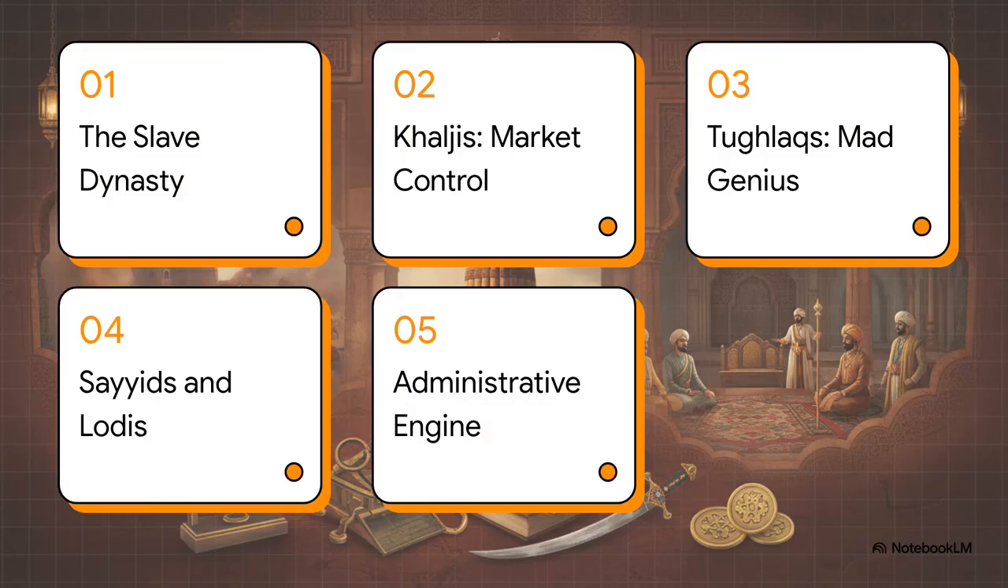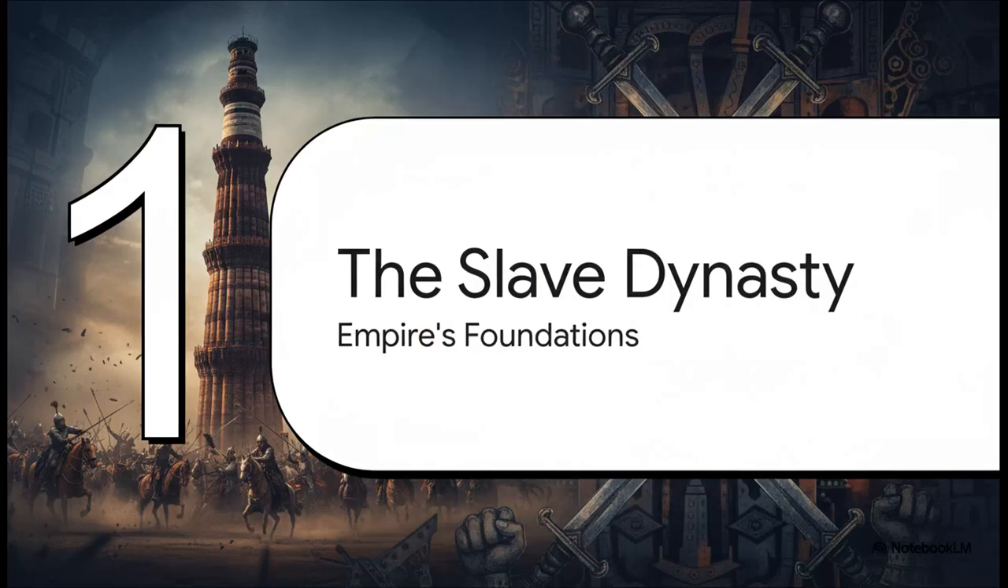So here is our roadmap for today. 1. The rise and dominance of the Slave dynasty. 2. Khaljis, terror and market control. 3. Tughlaqs, genius and disastrous experiments. 4. Sayyids and Lodis, the final era. And finally, 5. The administrative engine of the Sultanate. Let's get into it. Section 1.